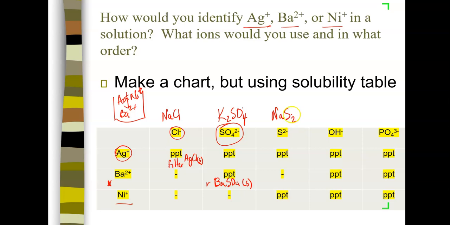It wouldn't matter to use sodium sulfide because you've already removed the silver. You wouldn't want to start with sodium sulfide first because you would precipitate both silver and nickel at the same time, and I'm not sure how you would get those little tiny grains apart once you filtered it. So you wouldn't want to start with it first. But now that the silver's already gone, adding sodium sulfide would cause a precipitate with the nickel, and then you would filter that.